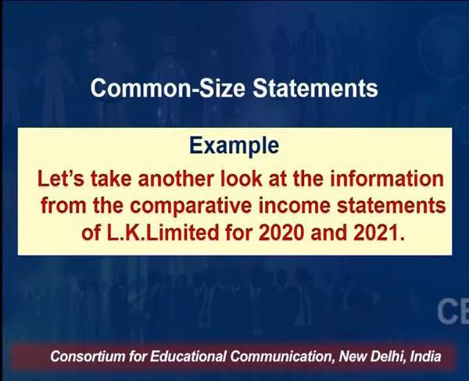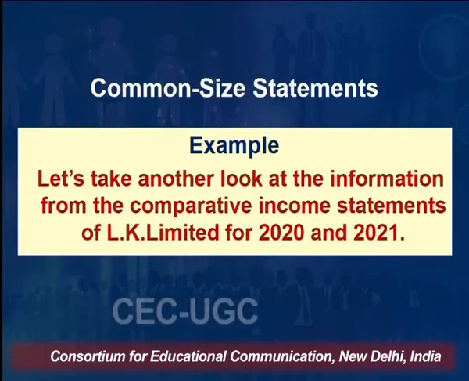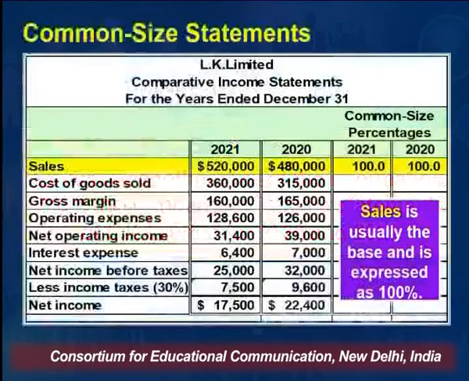So let us take another look at the information from the comparative income statement of a company called LK Limited for 2020 and 2021. If you look at this comparative income statement, the figures of two periods, 2021 and 2020, are provided to us. Here the last two columns are very significant for us. That is where we are adding common size percentages, and if you look at sales, I have written 100 in 2021 and the same value, 100, in 2020.